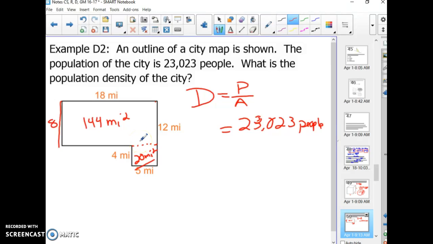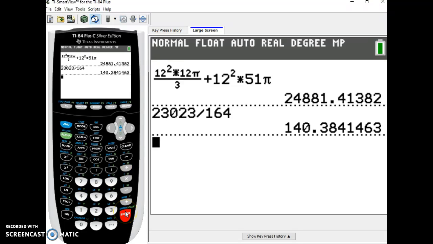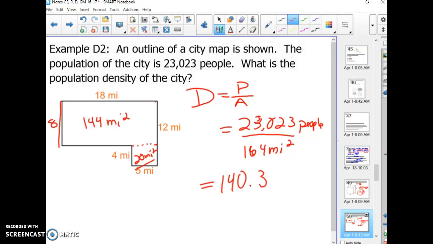When I add them together, I get 164 miles squared. So all I need to do to get the density is go in and divide these together. 23,023 divided by 164. What do we get? 140.38. 140.38 people per mile squared.